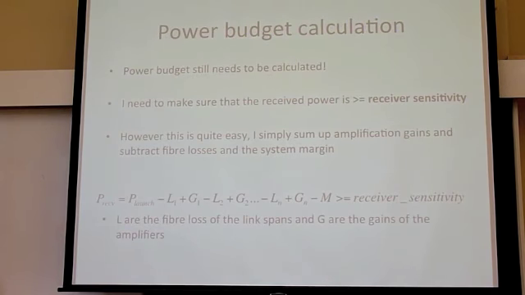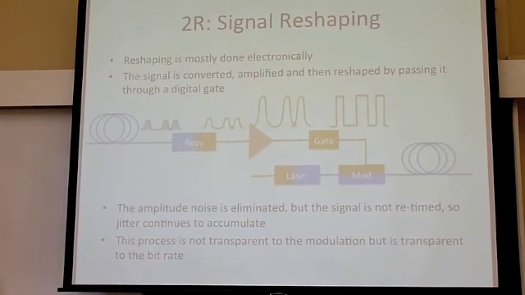It's basically how much power you put at the beginning, and then the loss of one span of fiber plus the amplification, minus the loss plus the amplification. So basically you sum up each part. And then you remember your margin at the end. And this has to be higher than the receiver sensitivity, otherwise it doesn't work.